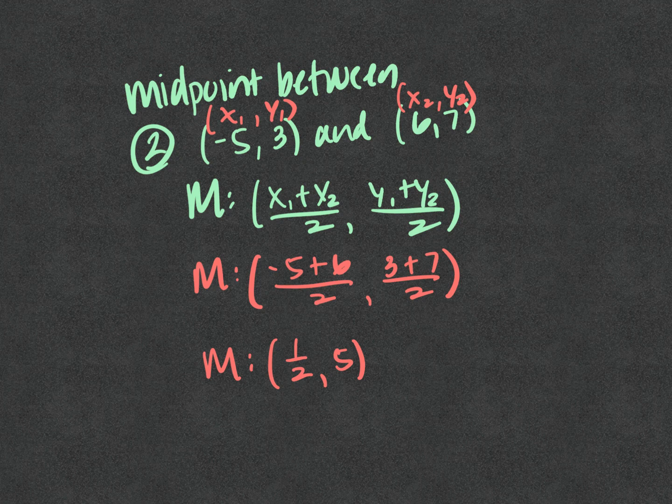All right, well, 1/2 is between negative 5 and 6, and 5 is between 3 and 7, so that checks out, and life is good.